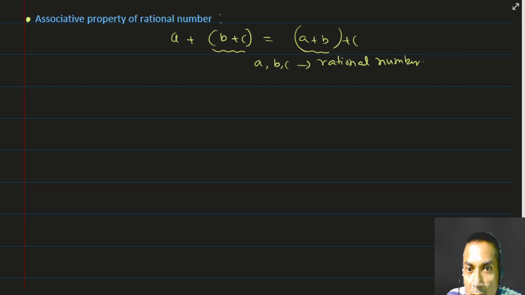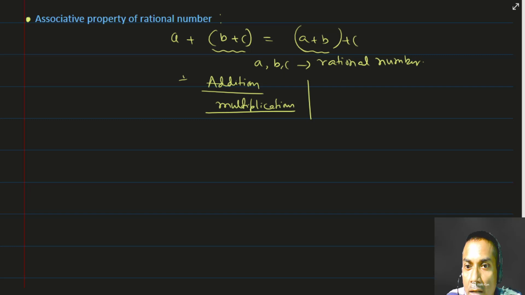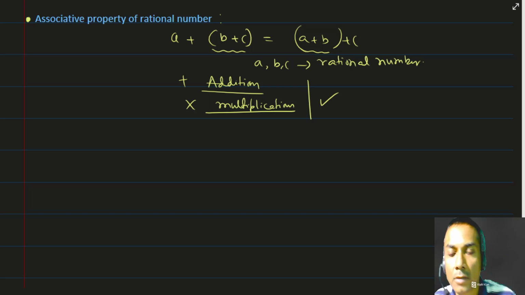But this associative property is followed only for the addition and multiplication. It is not applicable for the division and subtraction. Clear?